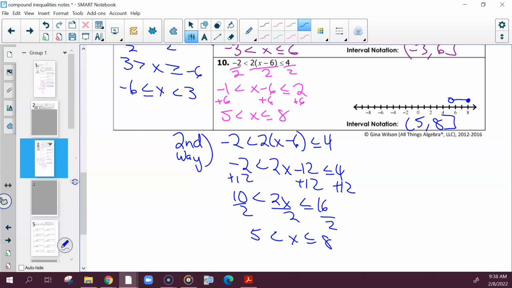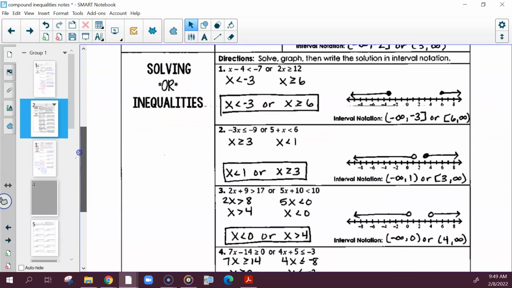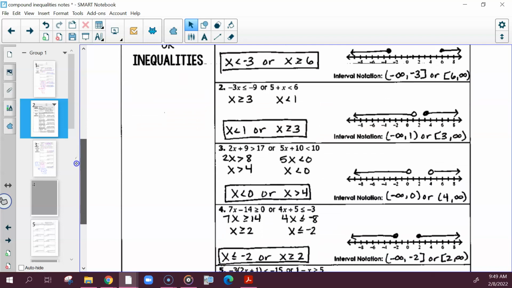Do you have any questions on and inequalities? I'm going to give you about 10-ish minutes to work through the, I want to say 4 problems, the 2 or and the 2 and that we did not do. Then we'll come back and we'll talk about those. I think that was 2 and 3 for this one.